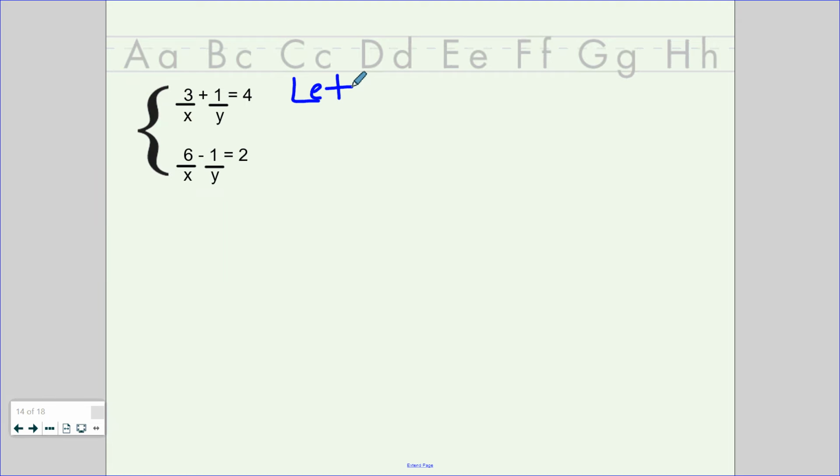Make sure, if you're doing this on a test or a quiz, you're writing out this piece. You cannot mathematically introduce new variables to a problem without defining them. So we're defining what u and v represent.